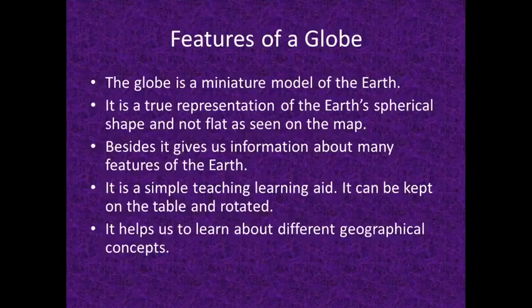Features of the globe. Here you have to understand the features of the globe. It is a miniature model of the earth. The globe is a miniature model of the earth. It is a true representation of Earth's spherical shape and not flat as seen on the map. It is spherical in shape. As we see in the books, the earth is shown flat, but it is not. It is spherical in shape.